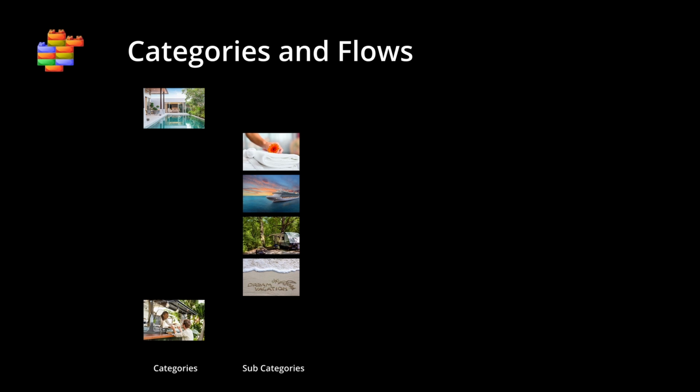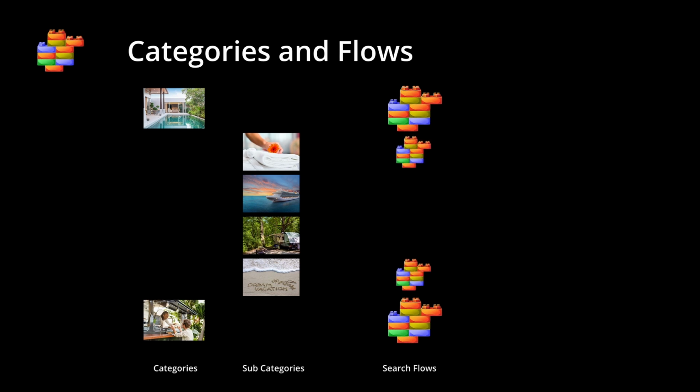So starting with a category and subcategory, then adding various different question types, we begin to build our search flows. These search flows take the user along the search journey and get the answers needed to provide precise results.